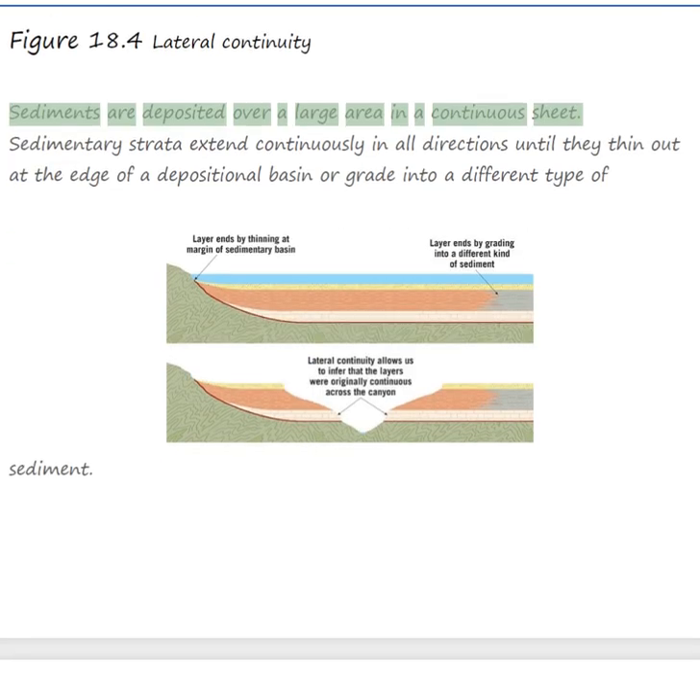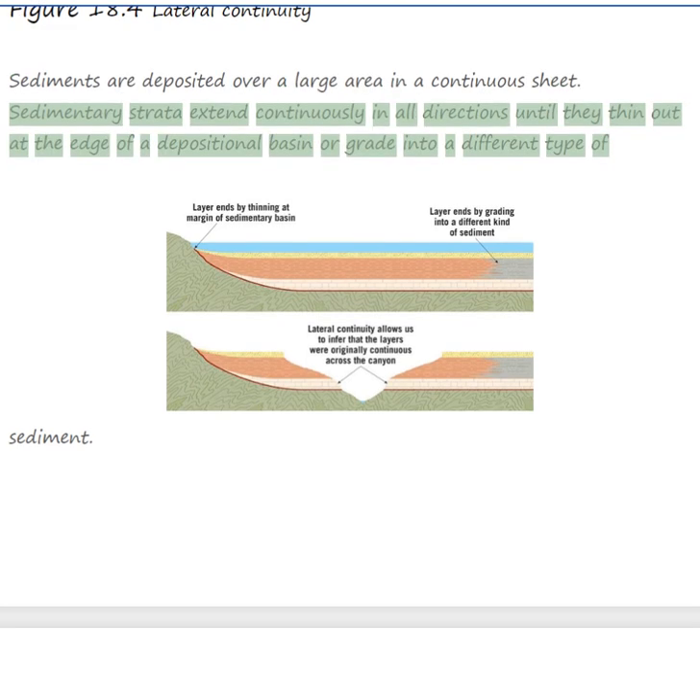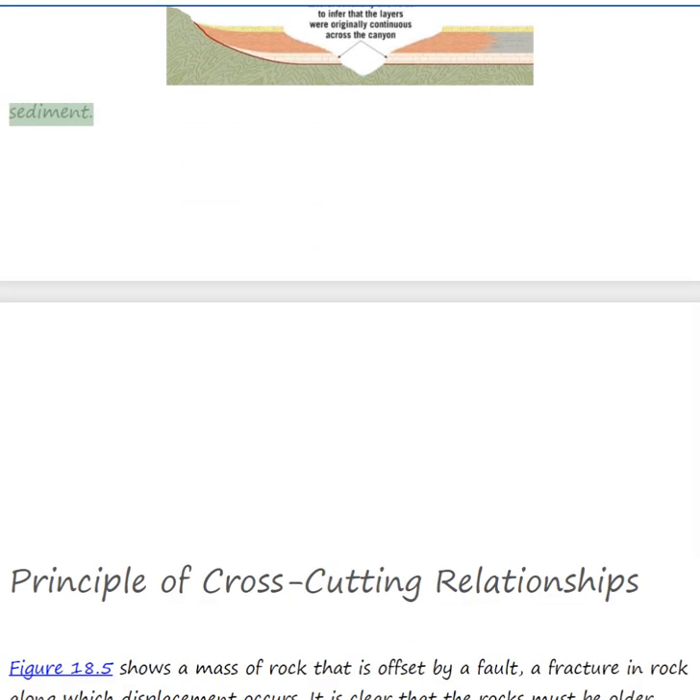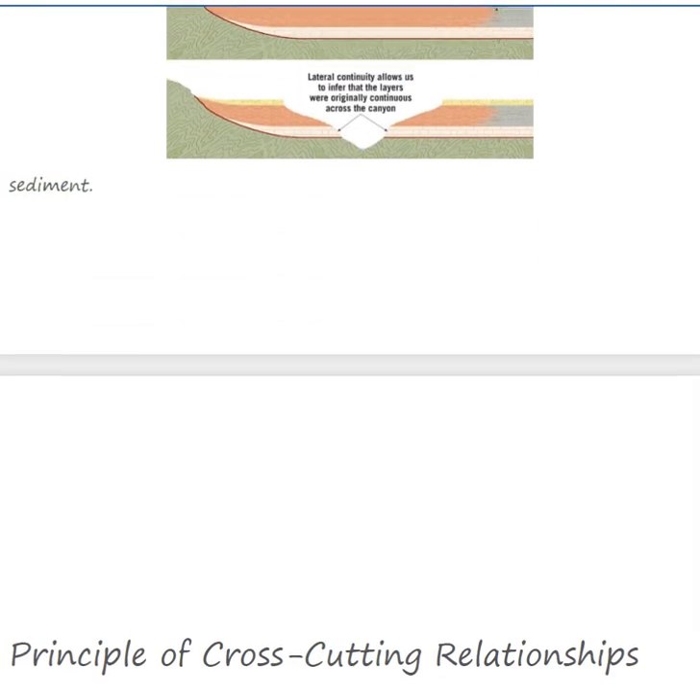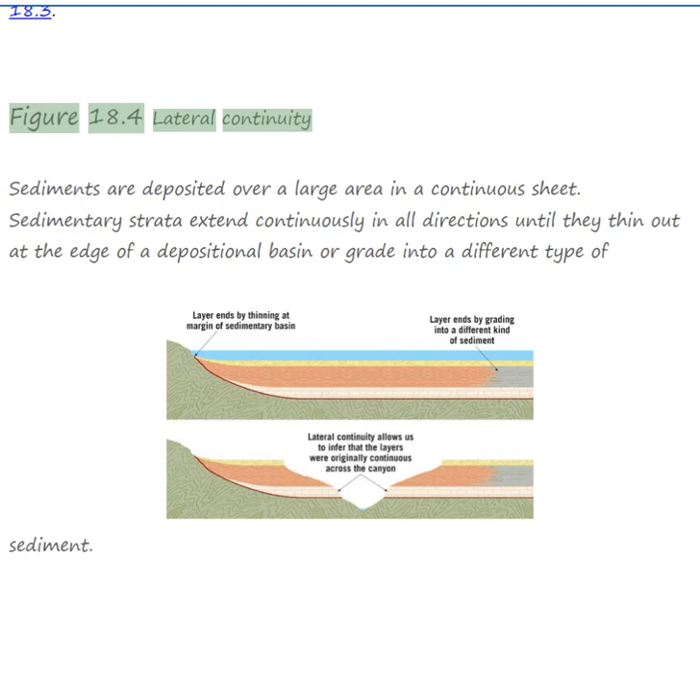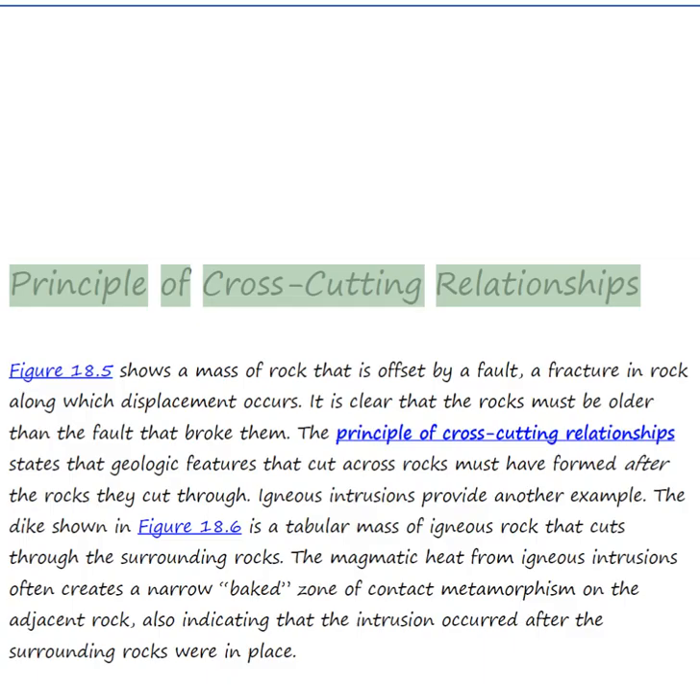Sediments are deposited over a large area in a continuous sheet. Sedimentary strata extend continuously in all directions until they thin out at the edge of a depositional basin or grade into a different type of sediment. Figure 18.4 Lateral continuity. Principle of cross-cutting relationships.